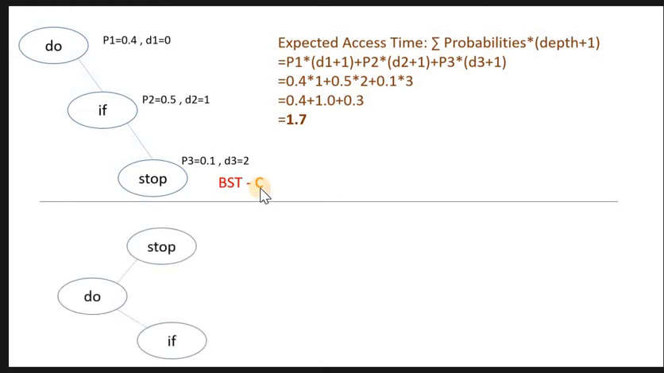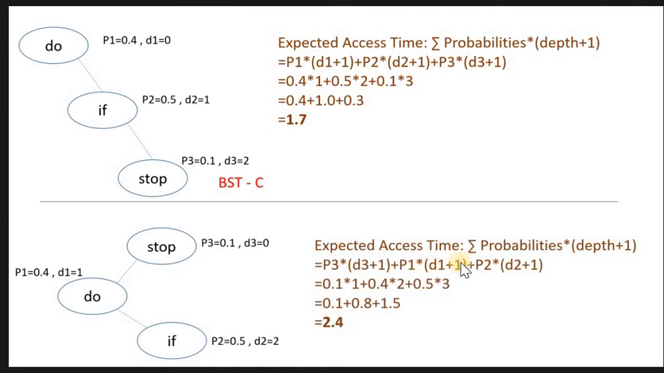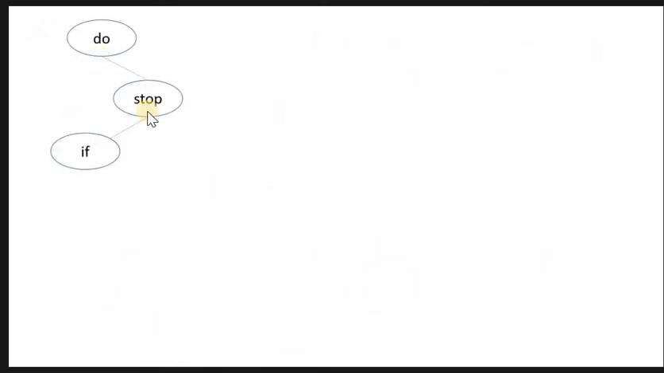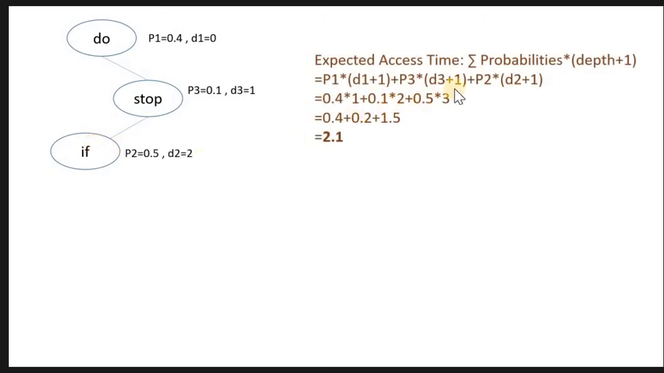Now we'll go for another combination where stop is a root node, then we go for do, and then we go for if. So this is another combination. Again you have to calculate the expected access time for the given tree using the same formula, and you come up with the value 2.4. Next, you will go for one more combination of the tree, that is do, then you go for stop, and then you go for if. Again the depth is changed accordingly, and you have to put the values in the formula and you come up with 2.1.